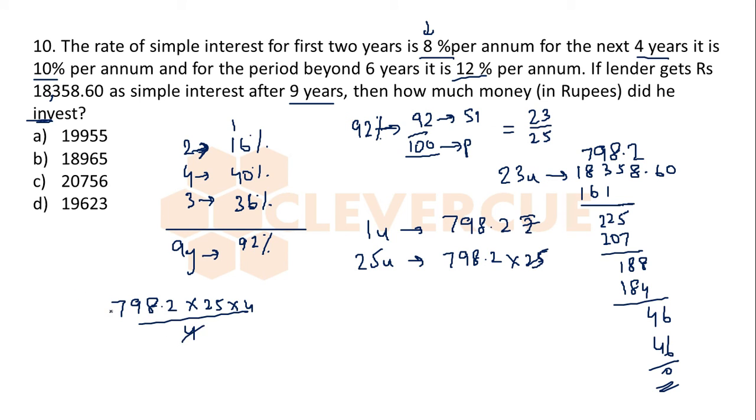Now let us see. Here you have 199.55. Here 25 into 4 is 100, and so you will be getting 19955 as the answer. Here the answer is rupees 19,955. I hope you guys understood how to solve this.